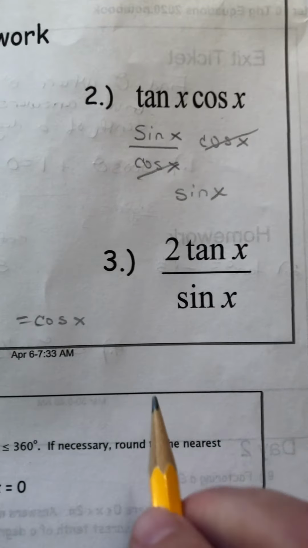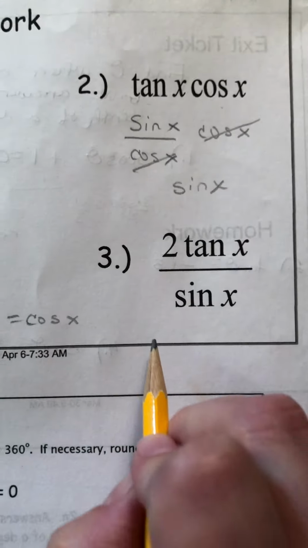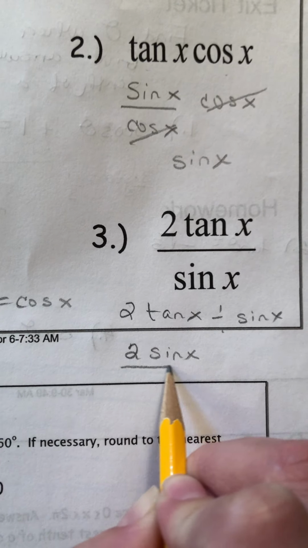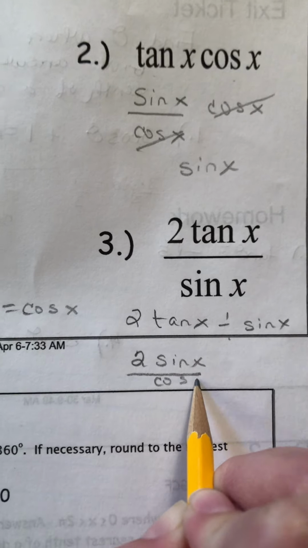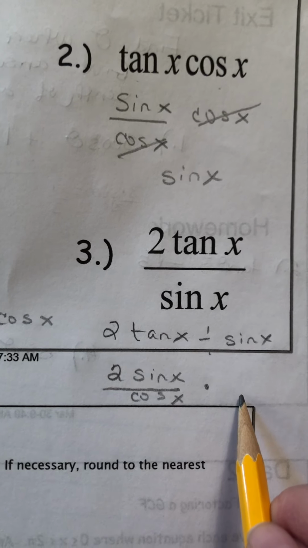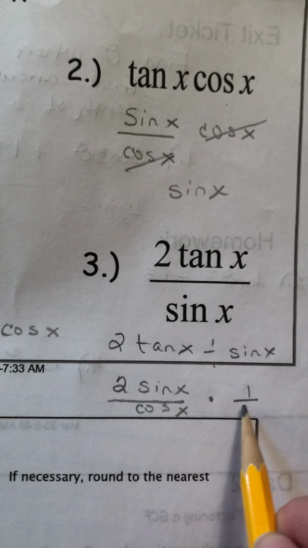Last example, oh boy. Well, let's rewrite this. Remember how I used to say in class, I am vertically challenged, so let's rewrite it horizontally. So 2 tan x divide by sine x. So then we replace the tangent, so it'll be 2 sine x all over cosine. So notice the 2 and the sine have to partner up together. This becomes times, and then we flip the sign, so it'll be 1 over sine.